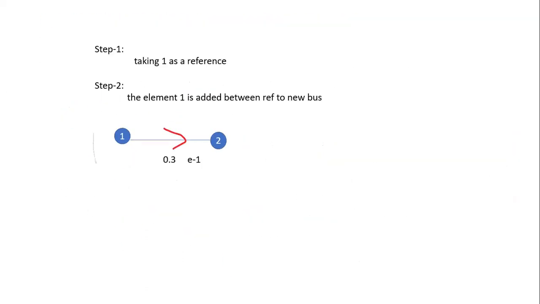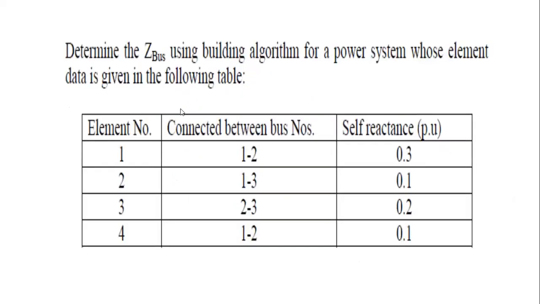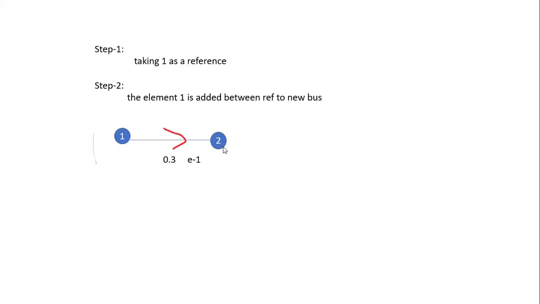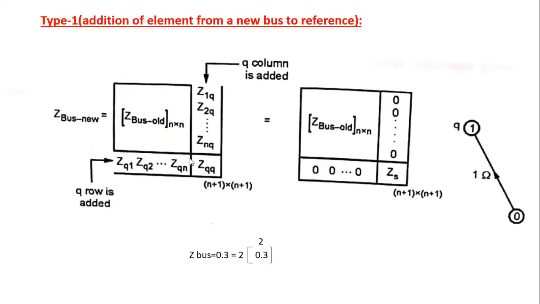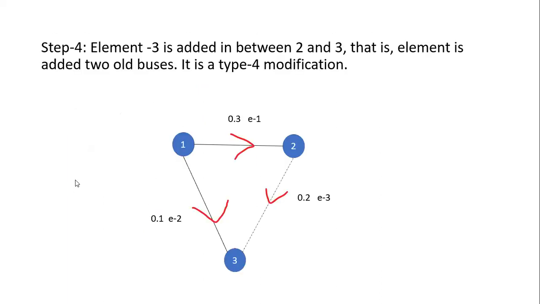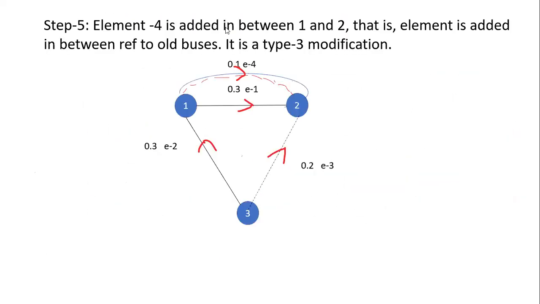This is the given network or the graph, and this is the given table. By using this given table, we can draw the graph first. After that we are adding the elements in a step-by-step procedure. This is the addition of element 1, this is the addition of element 2, this is the addition of element 3, and last we are adding element 4.